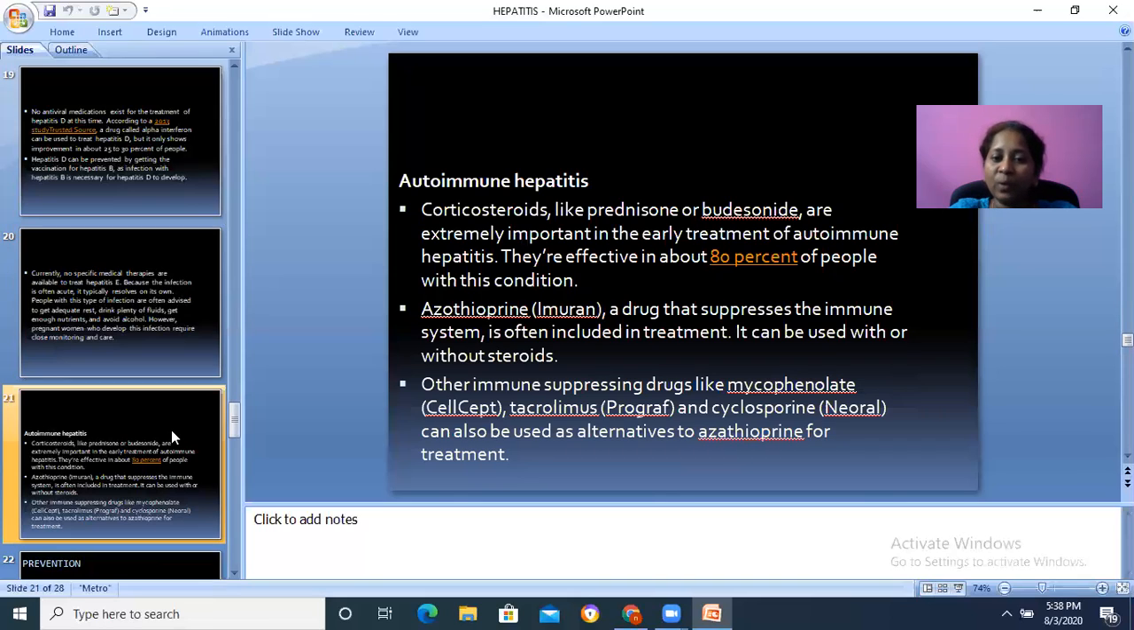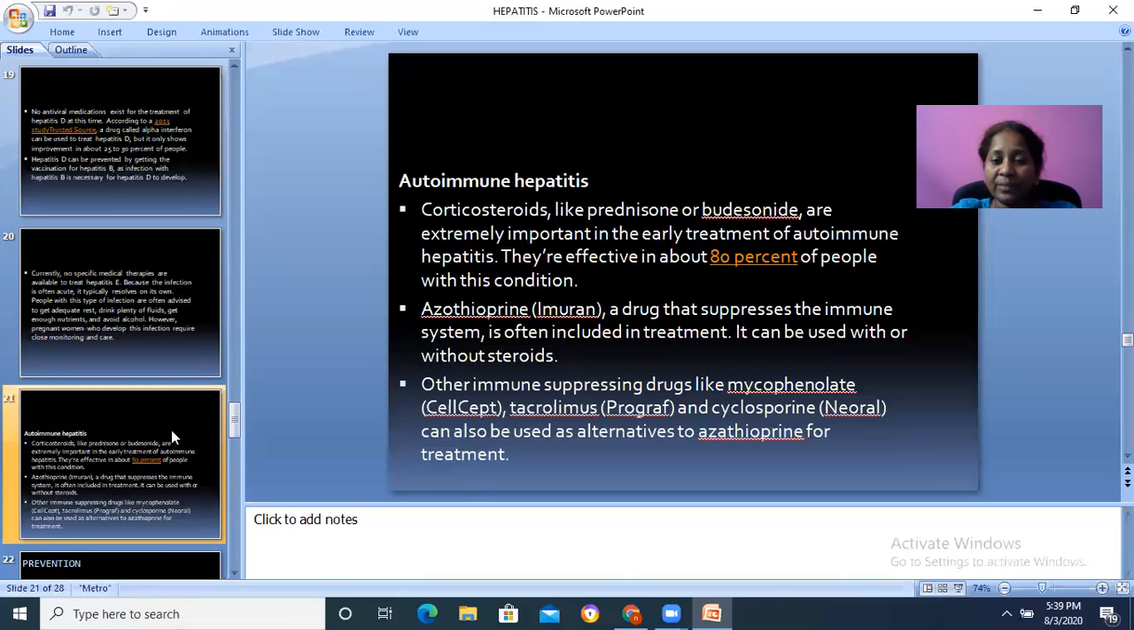Azathioprine, a drug that suppresses the immune system, is often included in the treatment because in autoimmune hepatitis the immune system mistakes self for foreign bodies and attacks its own tissues. So immune suppressant drugs are used to suppress the production of antibodies. Azathioprine can be used with or without steroids.